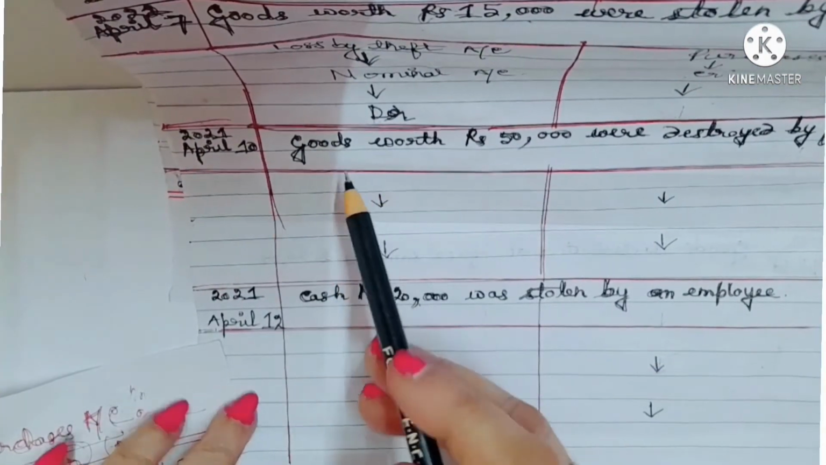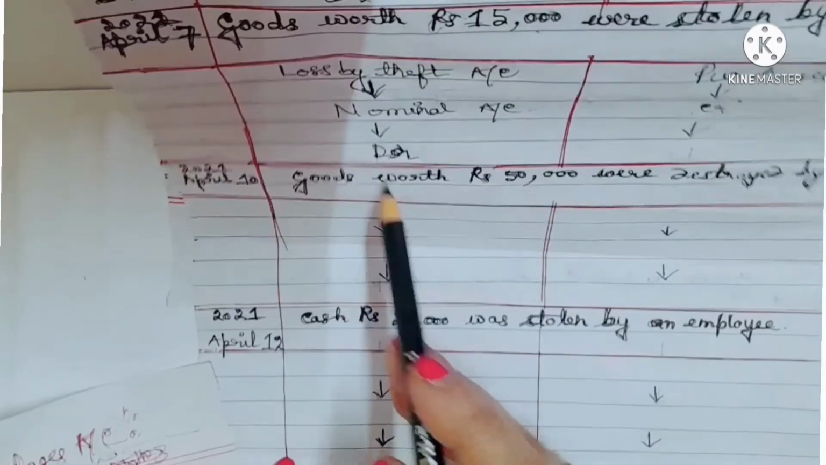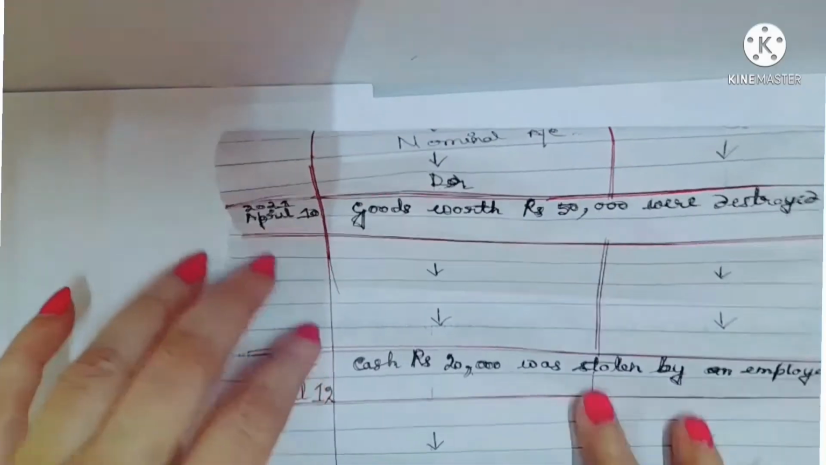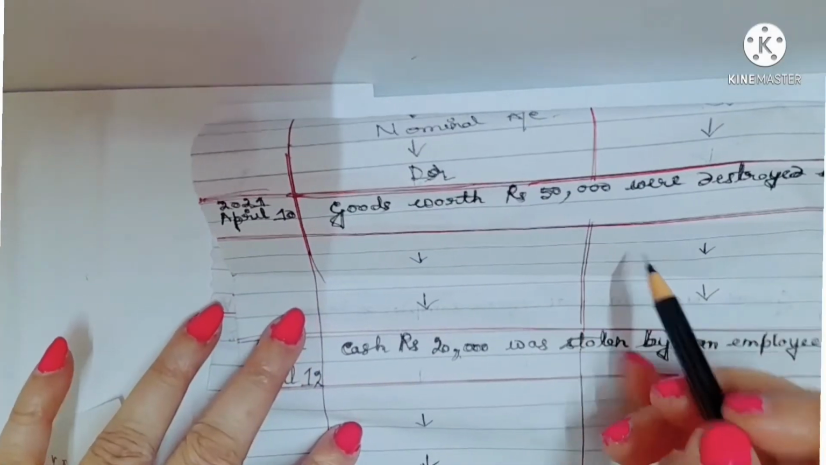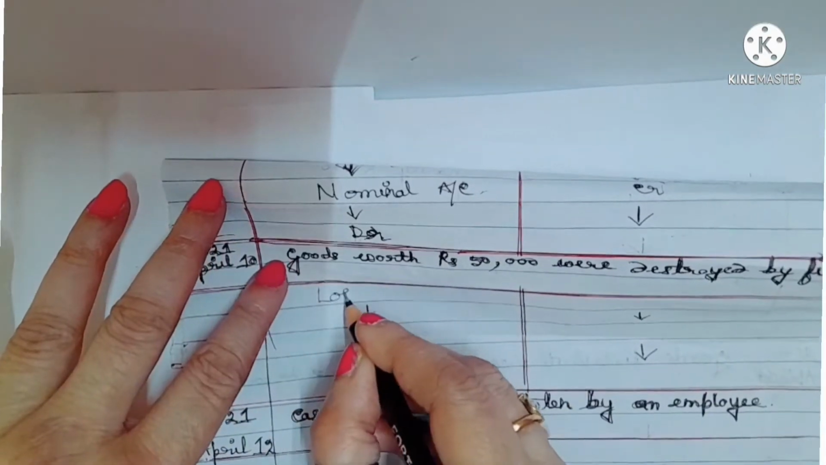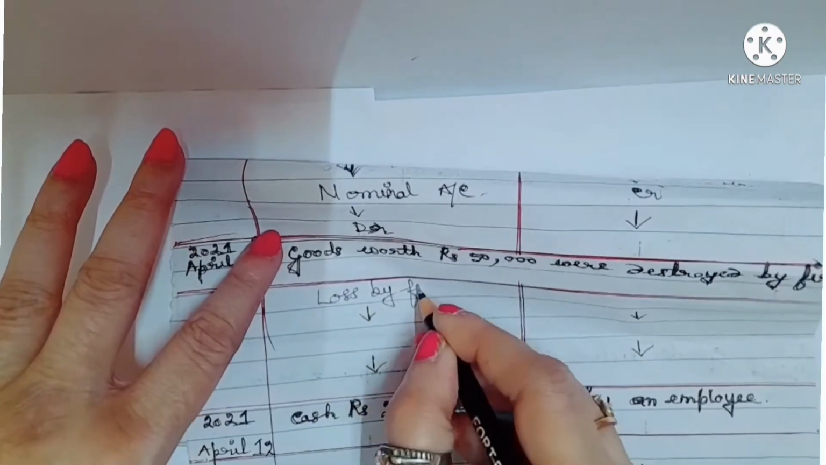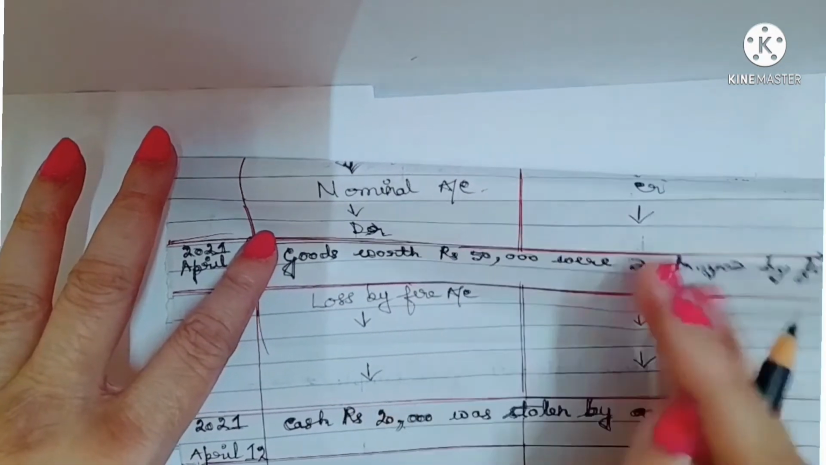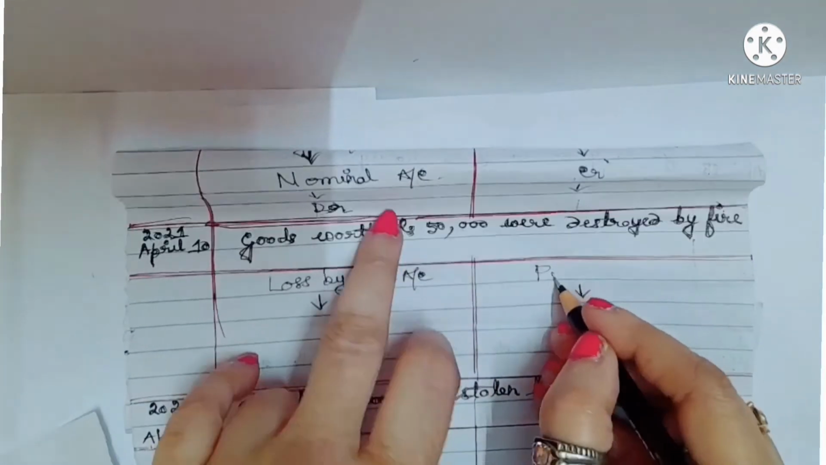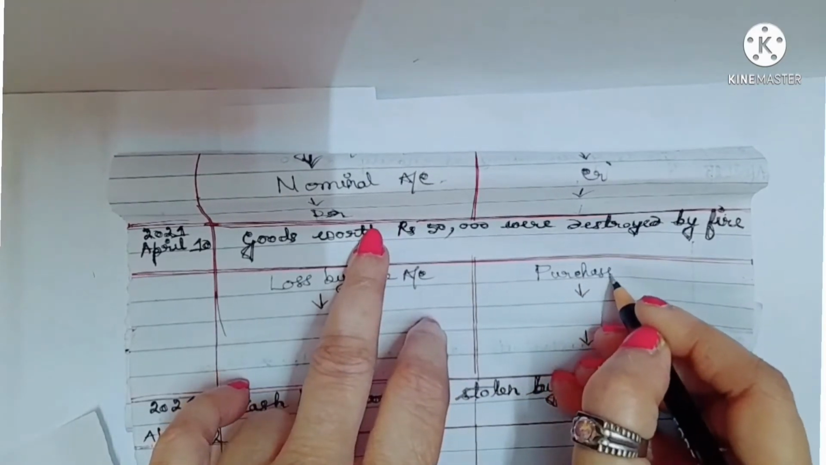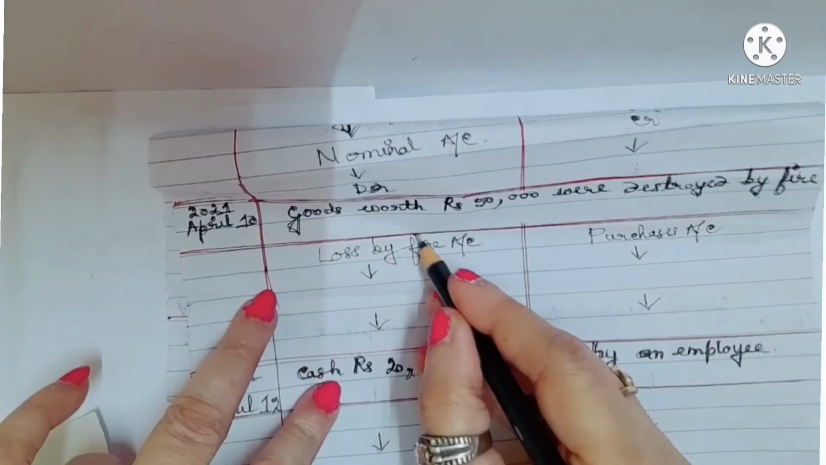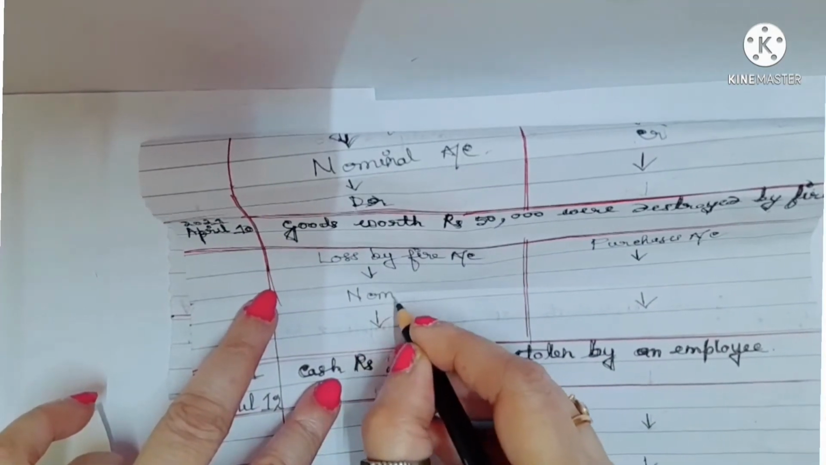The fourth transaction is on 10th April, goods worth 50,000 were destroyed by fire. So here, what are the two accounts? First, we have to identify. One is loss by fire account. Another is purchases account. Whenever goods is mentioned, I told you to write purchases account. Loss by fire account falls under nominal account.